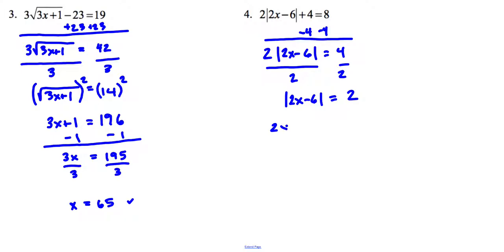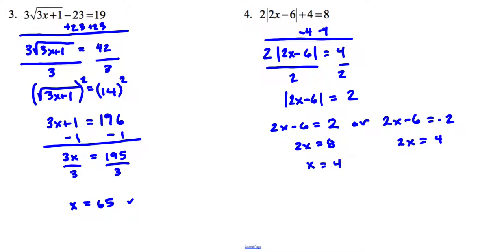So 2x minus 6 is either going to have to equal 2, or 2x minus 6 has to equal negative 2. And then we just finish solving. So 2x would equal 8. So x would equal 4. On the other side, we add 6. We get 2x is equal to 4. We divide each side by 2, and we get x equals 2.